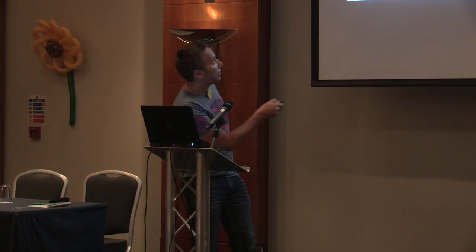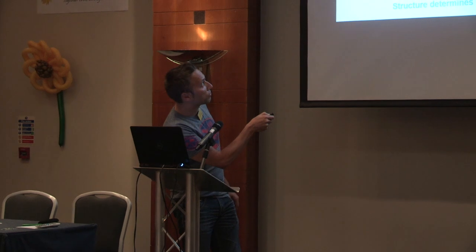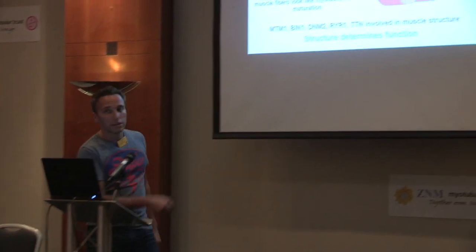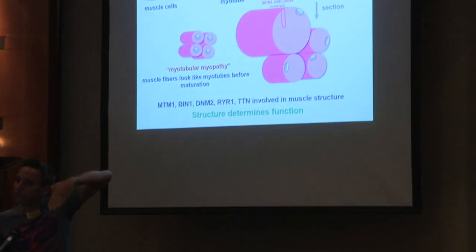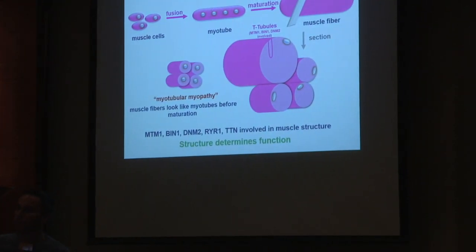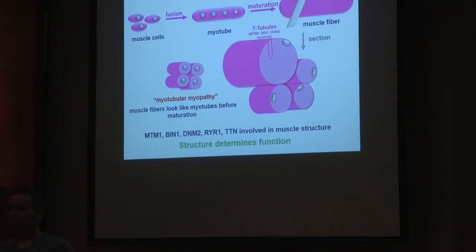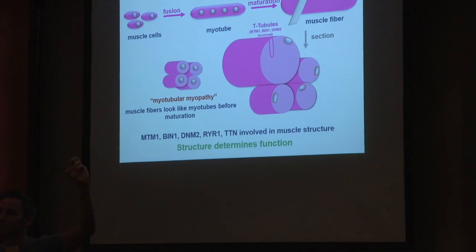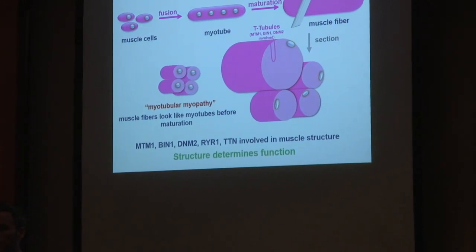And MTM1 and BIN1 and dynamin 2, they are forming these T-tubules. So this is called a T-tubule here. So this is a very deep invagination that goes deep into the muscle fiber. This is necessary to transfer the signal into the muscle fiber for muscle contraction.